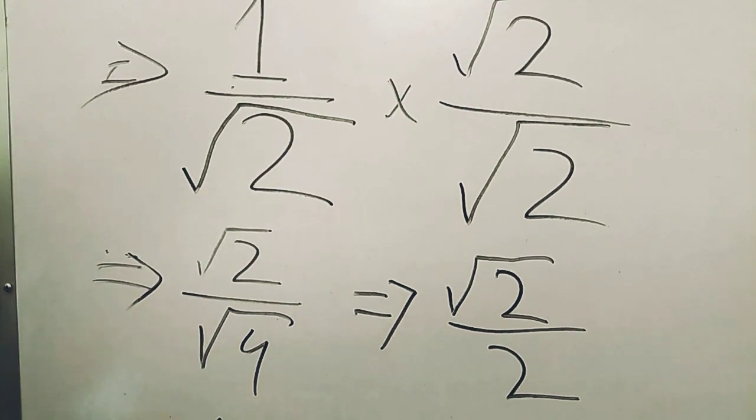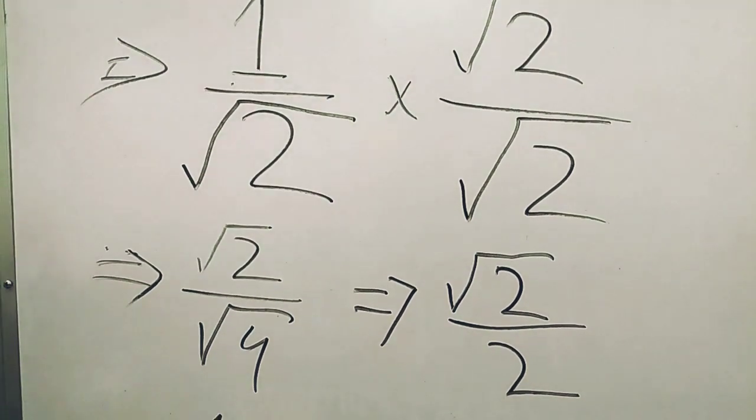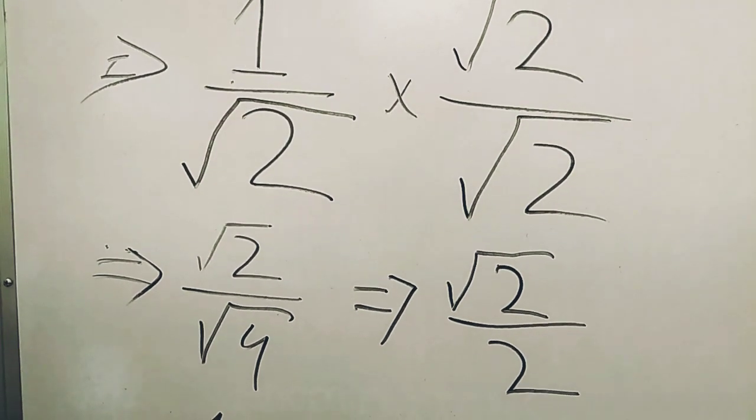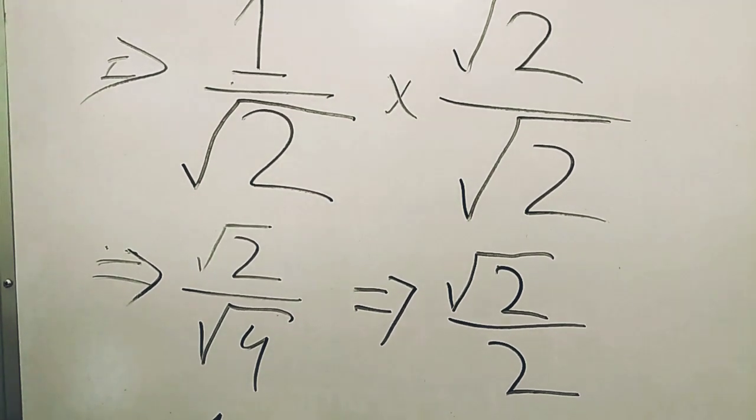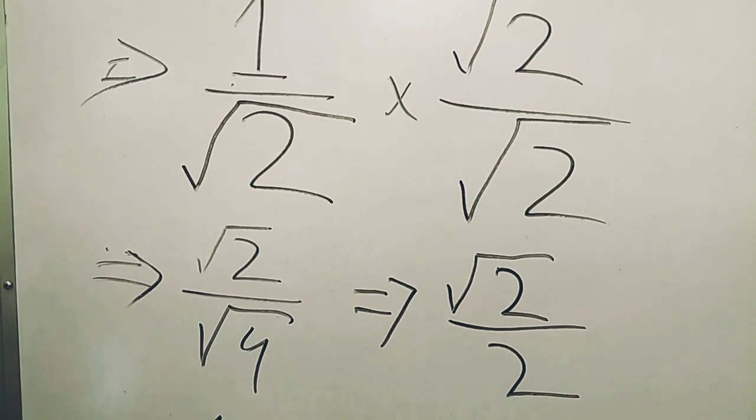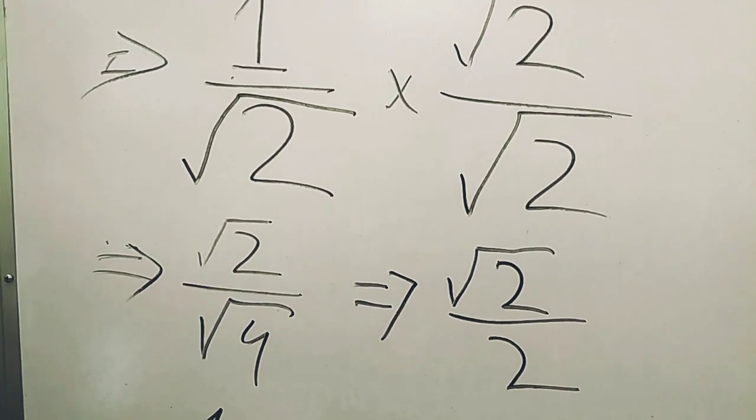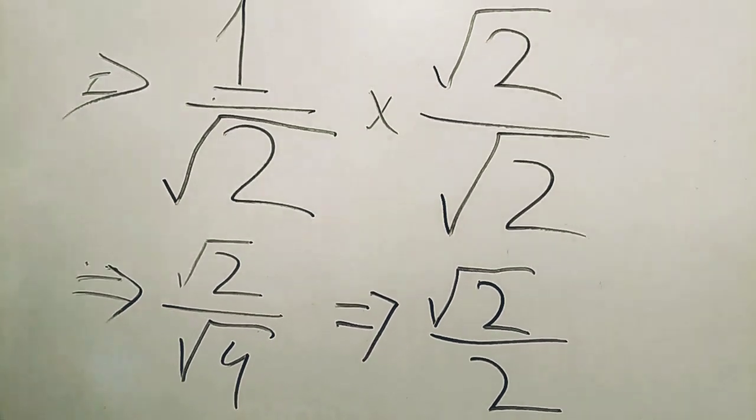It also helps us to represent the number on the number line. You can notice that root 2 upon 2 is much easier than 1 upon root 2 to represent on the number line. We just have to represent the number root 2 and take half of it. So this was for monomials.